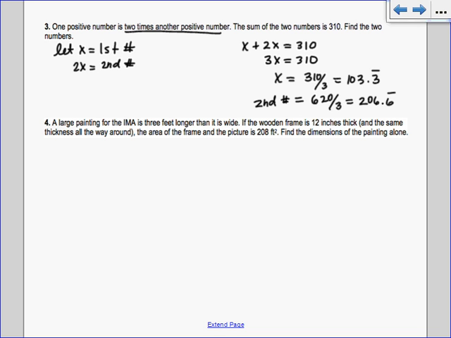All right, the ones you guys didn't like in Algebra 2 were the frame ones. You guys remember frame ones? So this is frame 1. It says a large painting for the IMA, so this is a really big painting actually, is 3 feet longer than it is wide. Okay, so let's kind of draw a little rectangle. And we're going to call the width W, and we'll call the length W plus 3, right? So we're letting W equal the width.